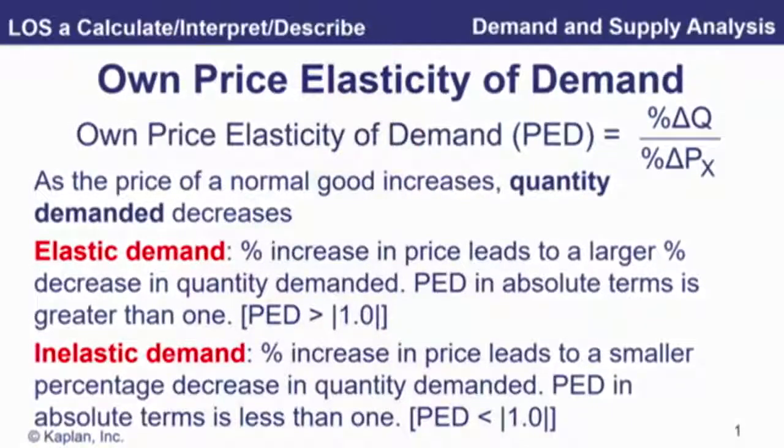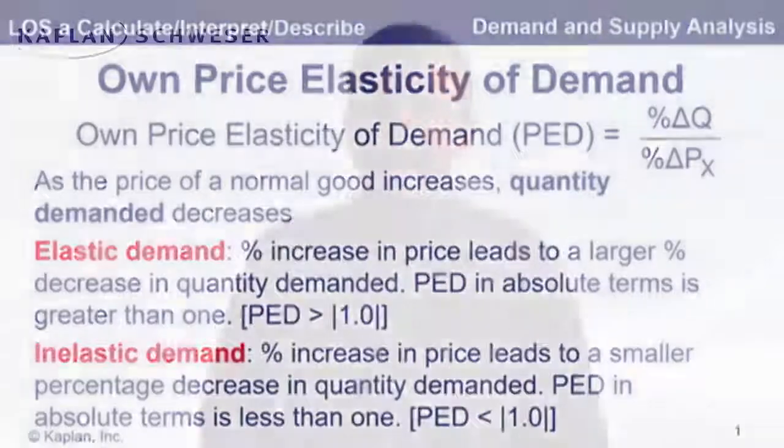Inelastic should now be fairly obvious. Inelastic, it is in absolute terms less than 1. So a percentage increase in price leads to a smaller percentage decrease in quantity demanded. So now we bump our price up by 10% and we lose only, let's say, 5% of our sales. So all you need to do really in terms of the interpretation here is absolutely lodge in your mind absolute terms of 1. If your PED is greater than 1, it's elastic. Less than 1, we are talking inelastic.